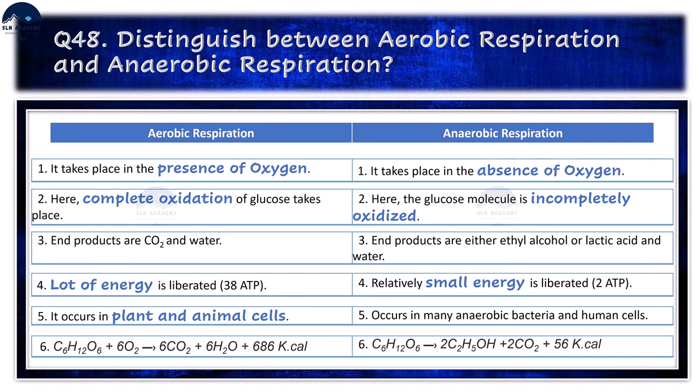In aerobic respiration, lots of energy is liberated. In anaerobic respiration, relatively small energy is liberated. Aerobic respiration occurs in plants and animal cells. Anaerobic respiration occurs in many anaerobic bacteria and human cells. The chemical formula of aerobic respiration is C6H12O6 + 6O2 → 6CO2 + 6H2O + 686 kilocalories. The chemical formula of anaerobic respiration is C6H12O6 → 2C2H5OH + 2CO2 + 56 kilocalories.